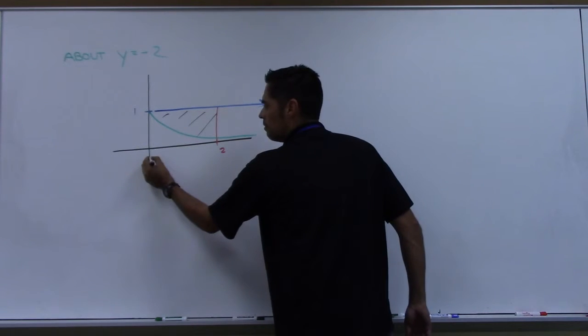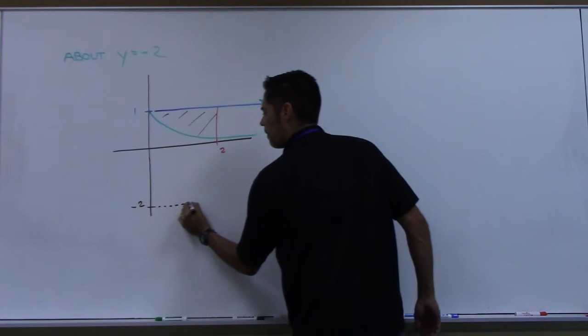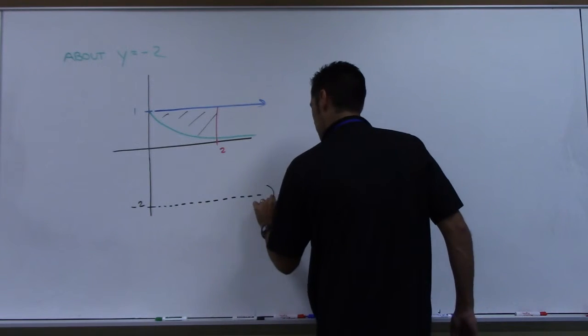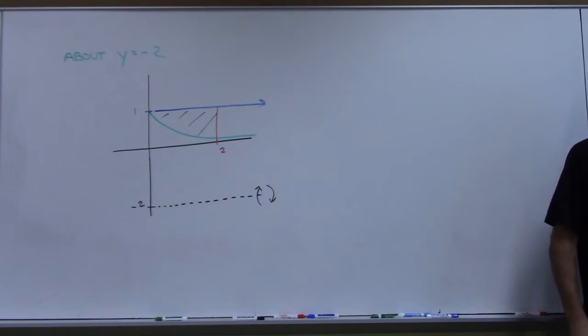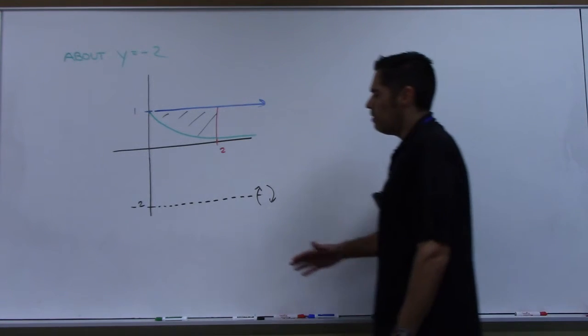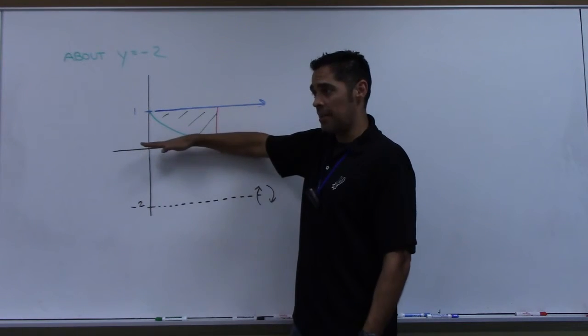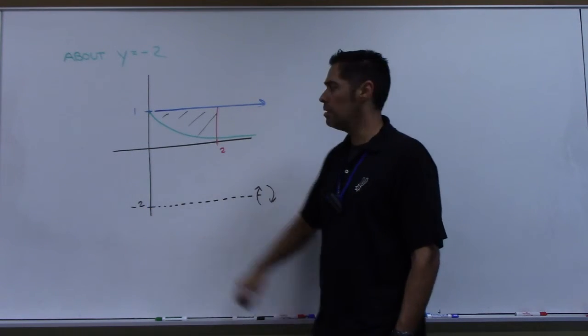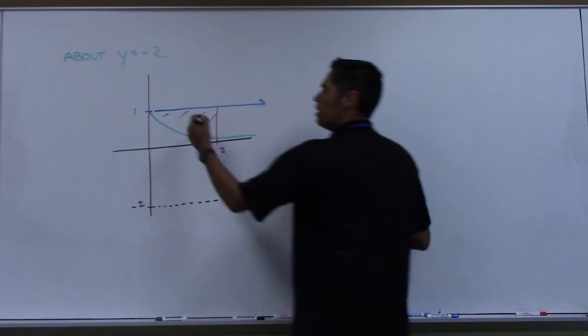This time, though, our axis of rotation is down here. Notice that I'm using a dotted line for the axis of rotation, because that's how I help remind myself it's not the x-axis. That's the x-axis. This is the axis of rotation. My rectangle should still be vertical.